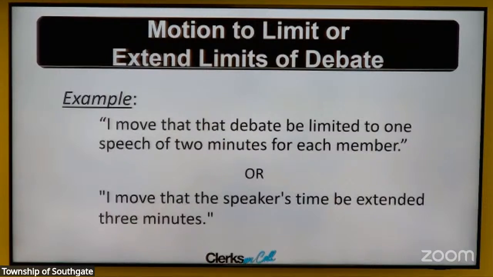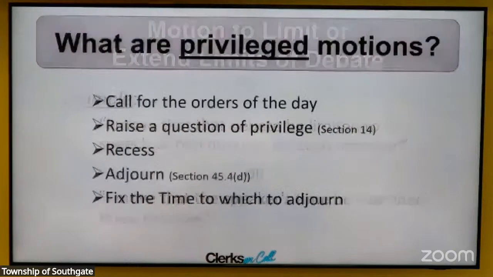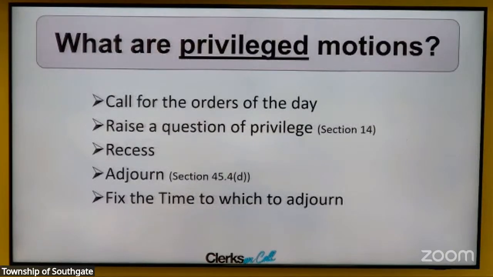Here's an example. I move that debate be limited to one speech of 2 minutes for each member, or I move that the speaker's time be extended 3 minutes. By adjusting the number or length of speeches allowed, you can really ensure that all viewpoints are heard while maintaining a structured dialogue. So let's move on to privileged motions.